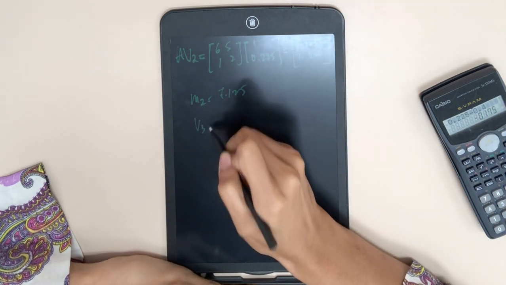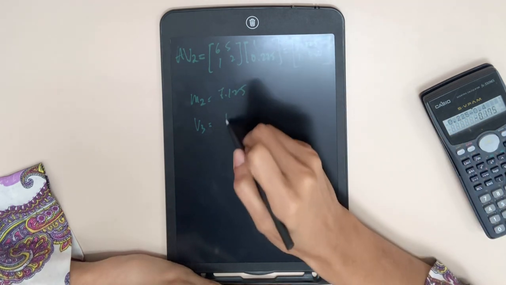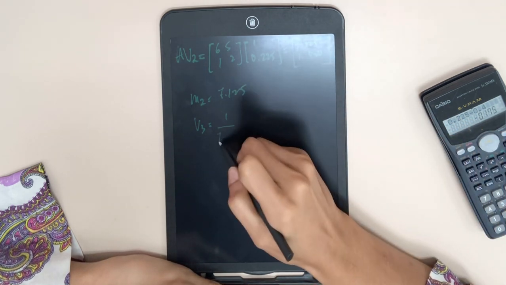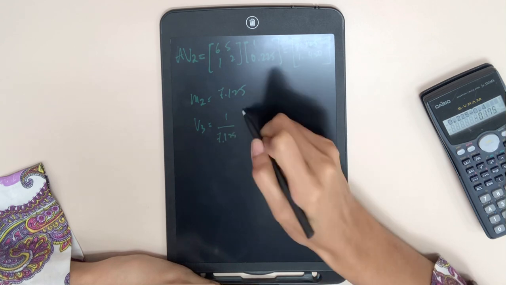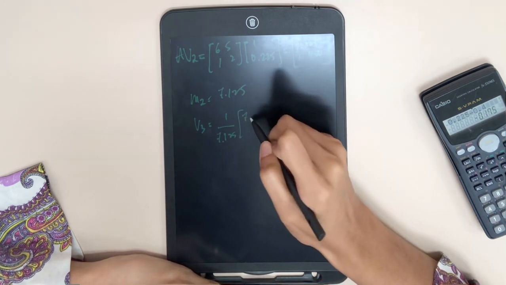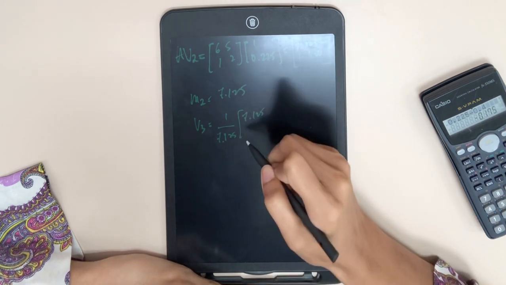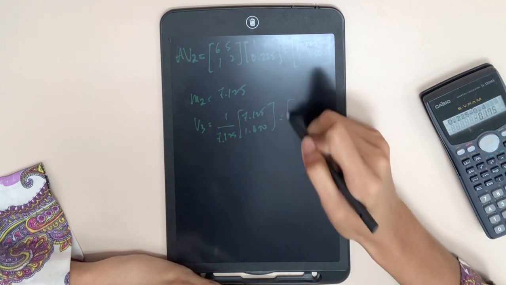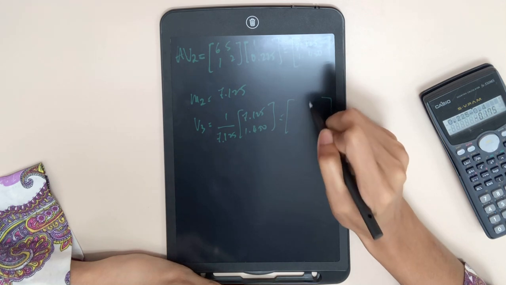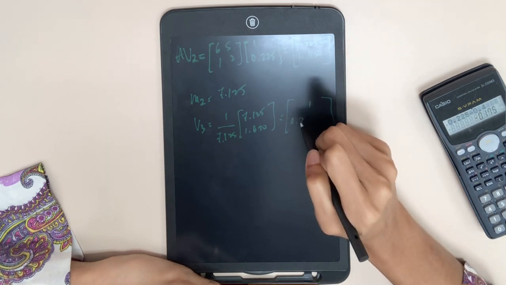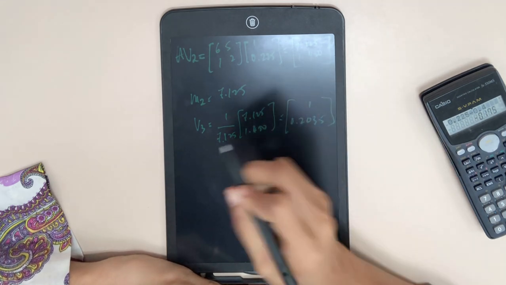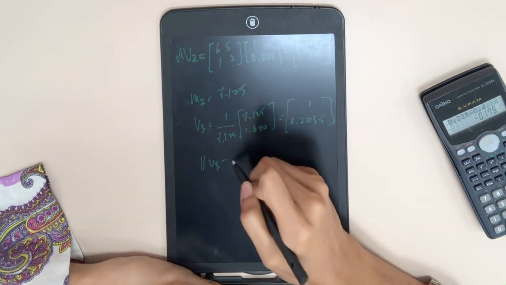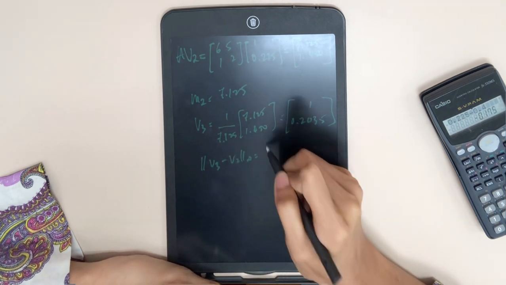Okay, then V3. What is your V3? 1 over M2. So your M2 here is 7.125. Your matrix A2 just now is 7.125, 1.450. So you will get 1 and then 0.2035.